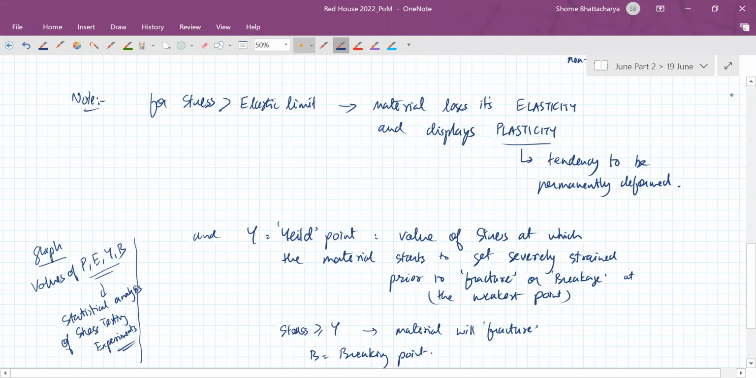Okay, so this is just factual things, you relax. You should have an idea of the definition of each of these terms. There won't be any numerical analysis based on this. All the numerical analysis is within the part of the graph which is linear, that is from O to P.